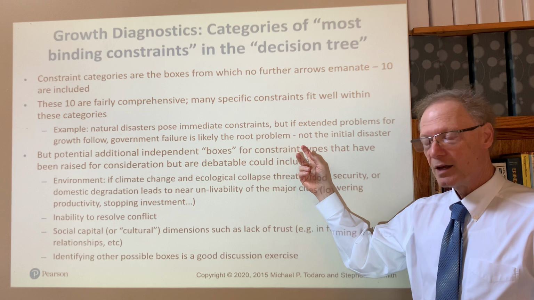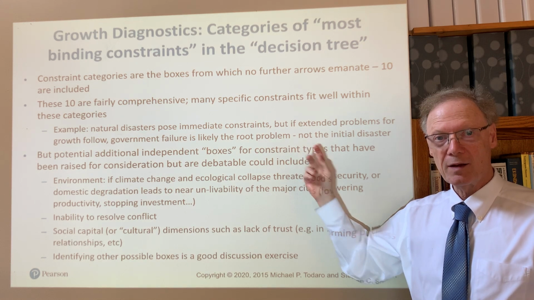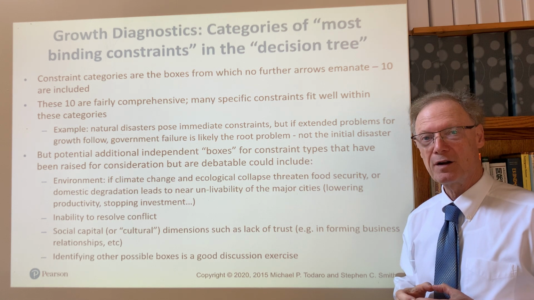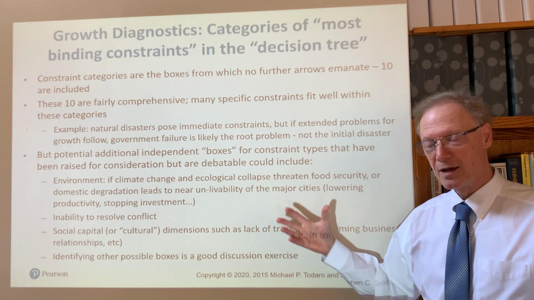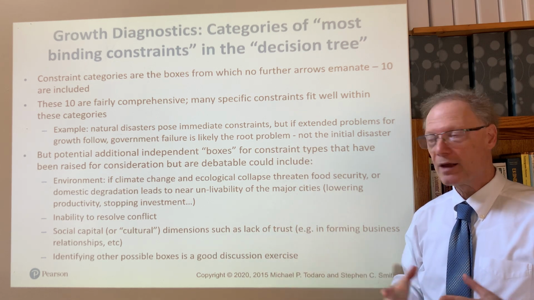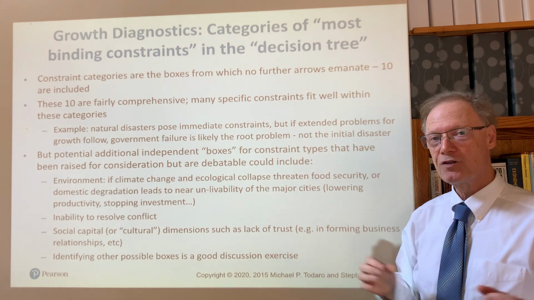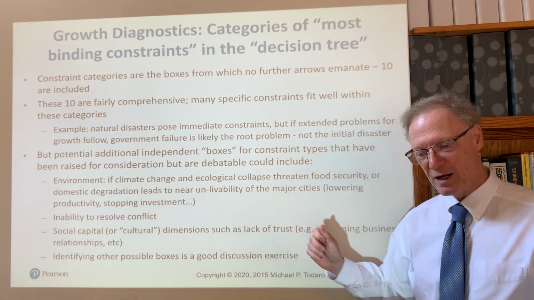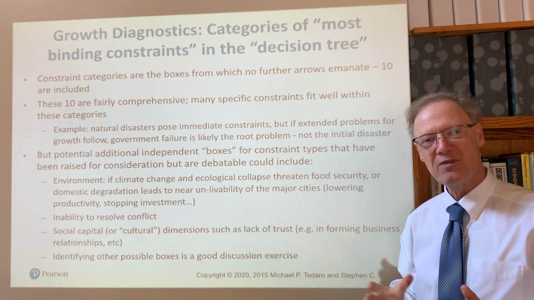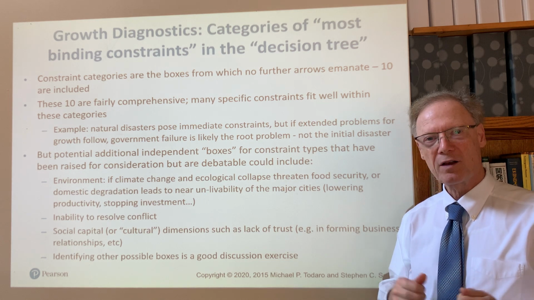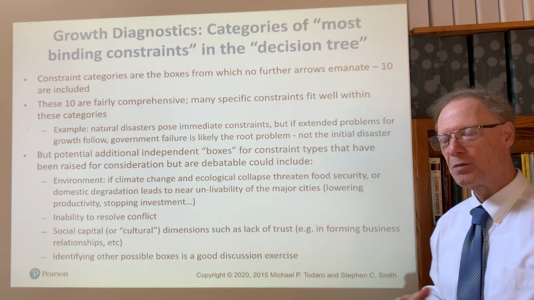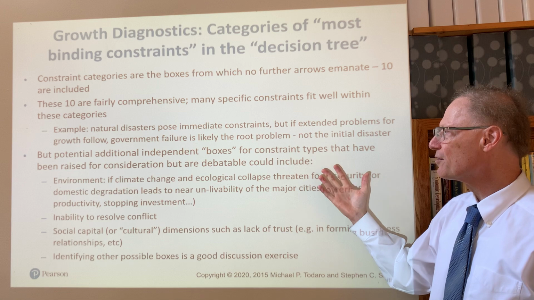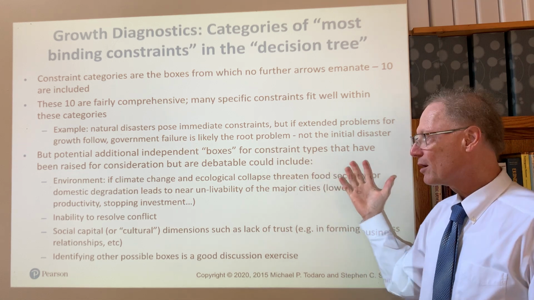Because some countries, including developing countries, in some cases low-income developing countries, have shown remarkable resilience in snapping back from severe environmental catastrophes like major hurricanes, earthquakes, and so on, and others have not. So attention starts to be focused on the quality of institutions that would either enable or make it very, very difficult, if not impossible, for a government to have an adequate response so that growth can resume. Some other independent boxes have been raised for consideration. They're debatable, but you can think about them.